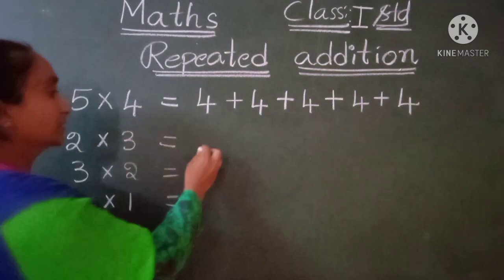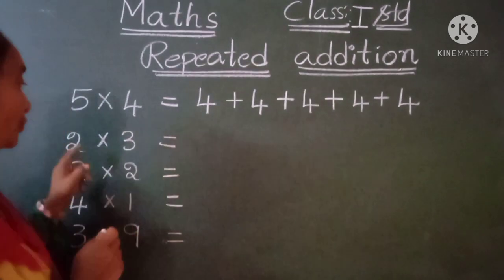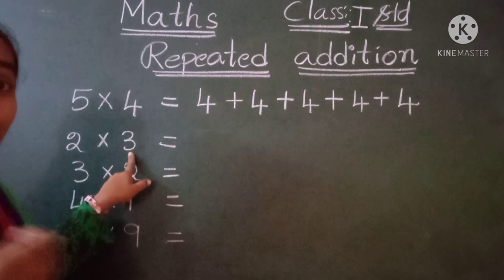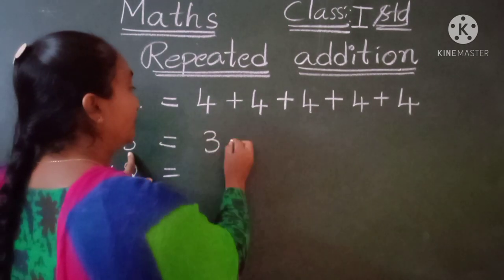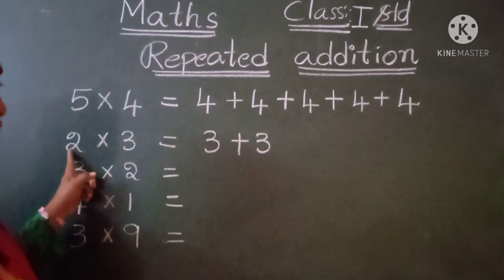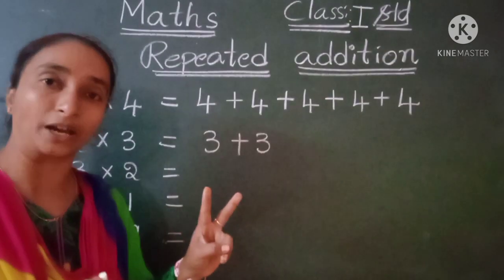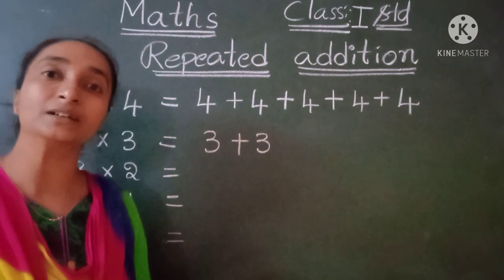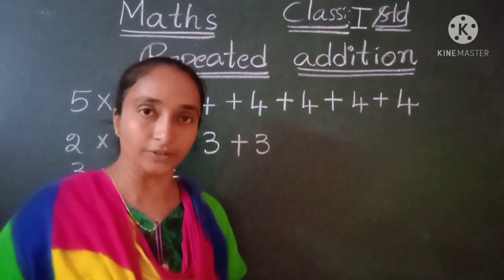So here can we write 2, children? Shall we write the 2 here? No, because this is the group, so you should not write this. Every group, 3 is the group. So here we have to write 3 plus 3, only for 2 times. They have given here 2, that means 3 should repeat for 2 times. 2 into 3. So this is called a repeated addition. Let us see the third one now.